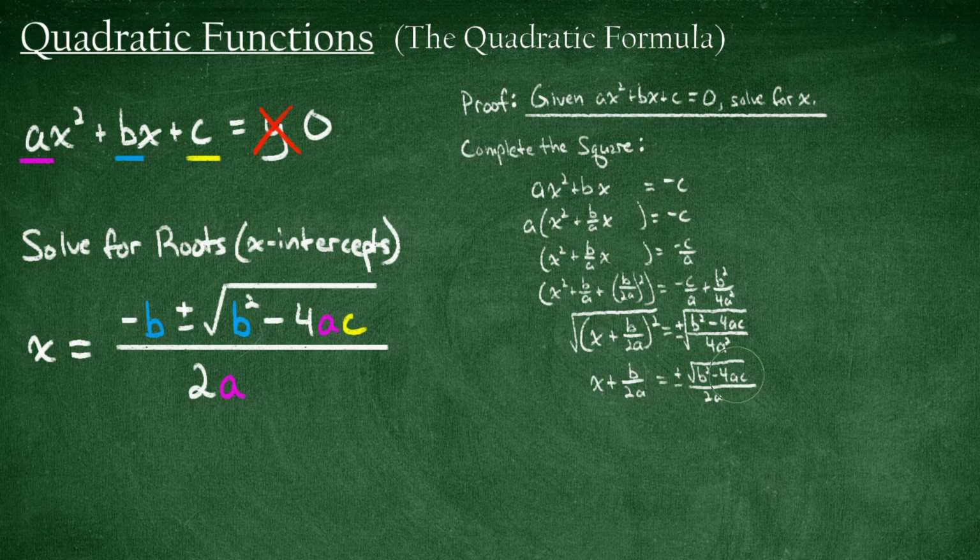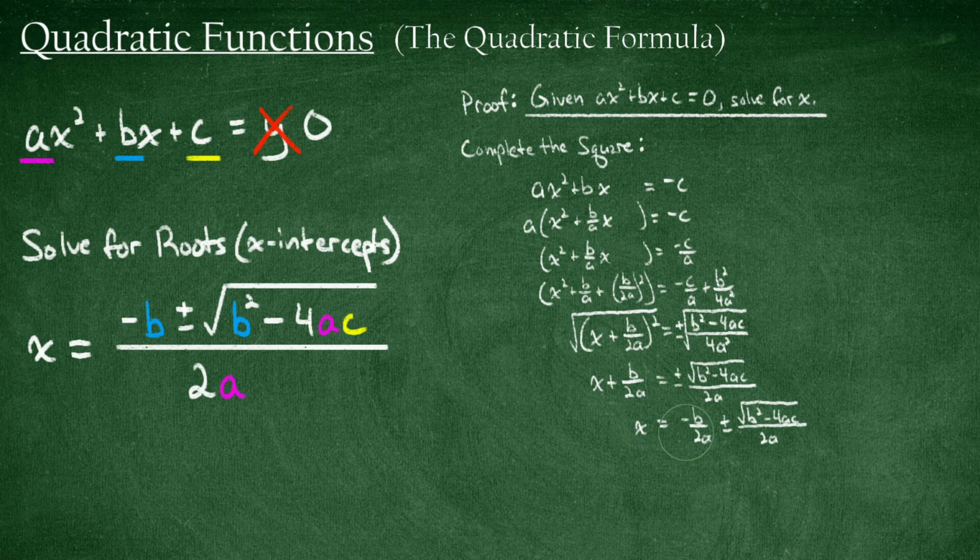It can't be simplified. But the square root of 4a squared can be simplified. That is a perfect square, and the square root of 4a squared is just 2a. And now the last step here is to subtract this term over. So I'm going to go ahead and put it in front.